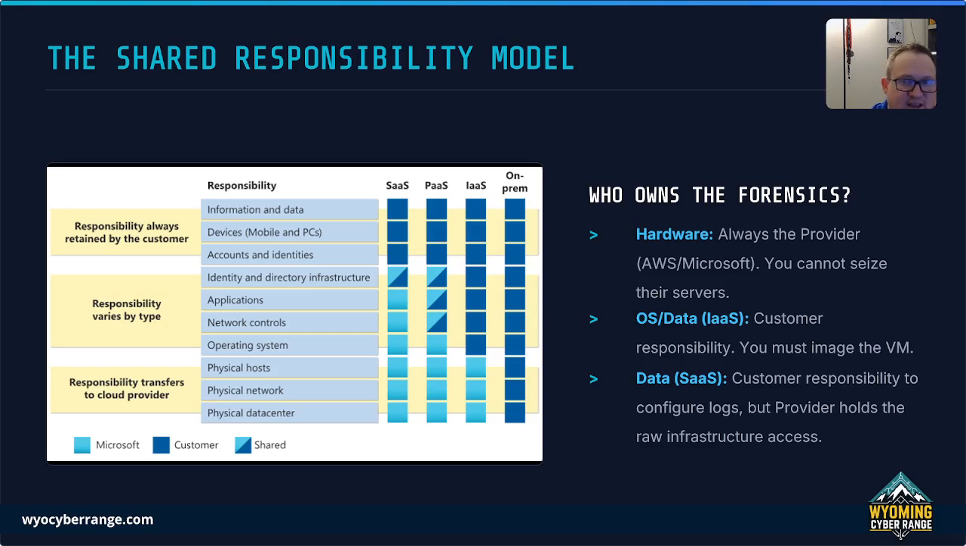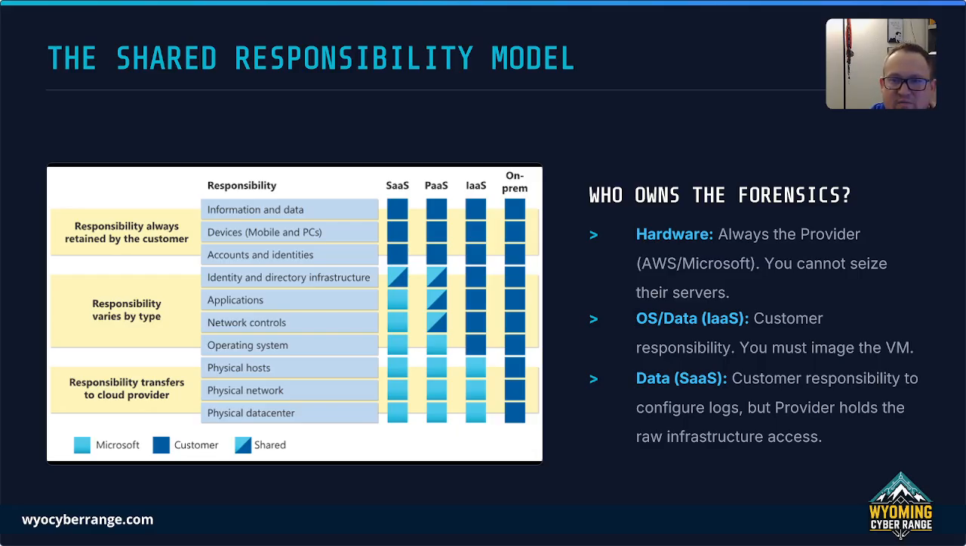So who owns that data? Who owns that operating system? Well, it would be the customer. And so if we have a warrant for the customer's data, we can seize that data from the cloud provider because it's within their responsibility, it's within their ownership. Lastly, we have the data itself, otherwise known as SaaS, and the customer's responsibility is very limited in the SaaS model. If you look here, it's just information and data.